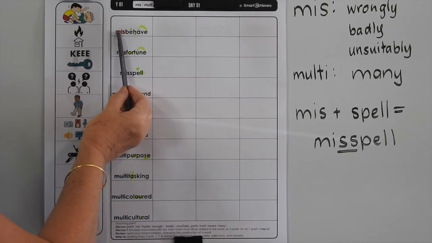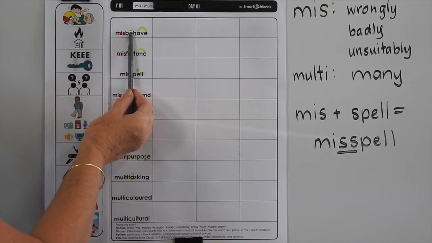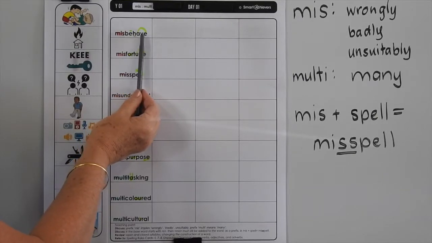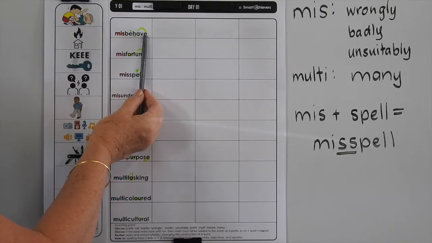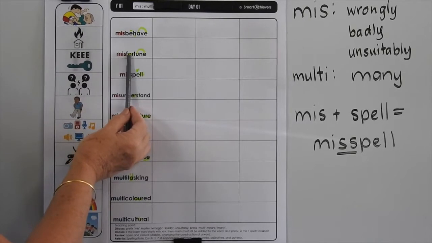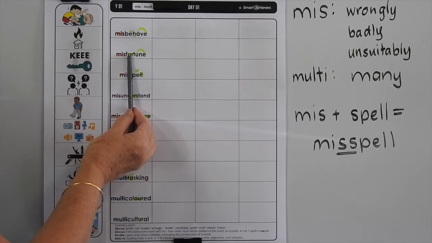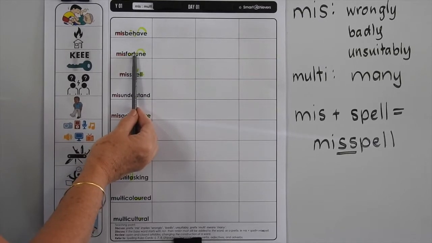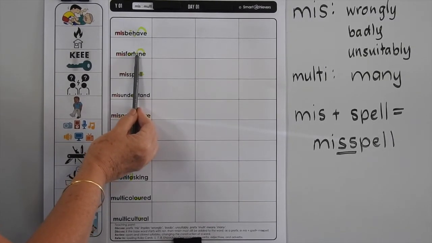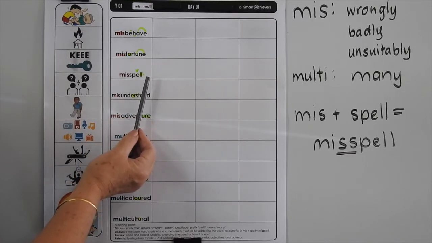So in misbehave, the E is a long sound, so we only have one consonant after it. Now the E on the end of have is making the previous vowel A make its long sound. In misfortune, we've got an R-controlled vowel in the OR, so that's making a long vowel sound, hence we only have one consonant after it. The E on the end is making the previous vowel U make its long sound.